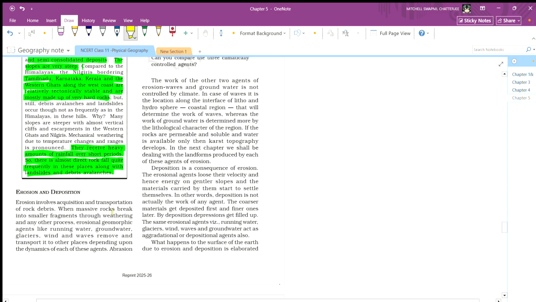When massive rock breaks into smaller fragments through weathering and any other process, erosional geomorphic agents like running water, groundwater, glaciers, wind, and waves remove and transport it to another place depending upon the dynamics of each of these agents. Okay. So erosion depends upon the erosional geomorphic agents. This is so much.